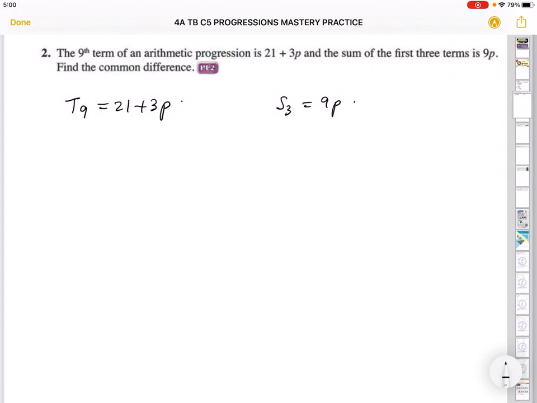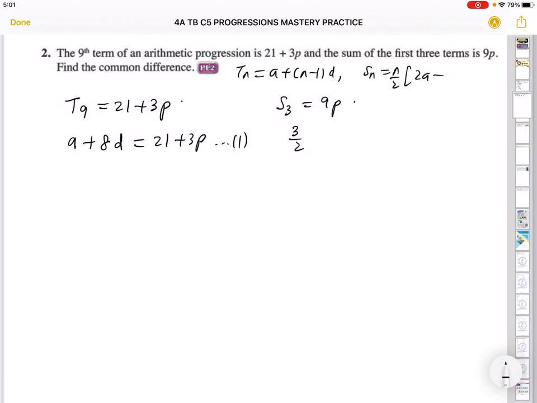So T9, as we know, is a plus n minus 1, that is 8d, equals 21 plus 3p. Now I can't solve this, so we'll just leave it first. Call this equation 1. Now for S3, we use n over 2. Remember, let me write down for you. Tn is a plus n minus 1 d. Sn is n over 2, bracket 2a plus n minus 1 d.